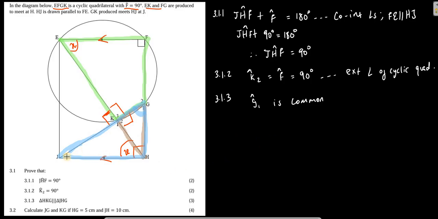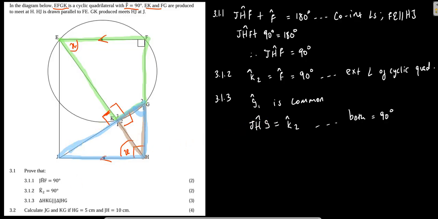So you can see that in JHG there is a 90 degrees, so we can simply say angle JHG is going to be equal to angle K2, because both are equal to 90 degrees. Then guys, we just look for the third angle.